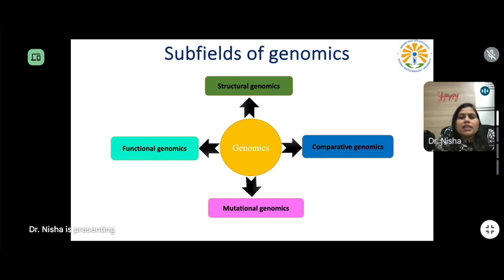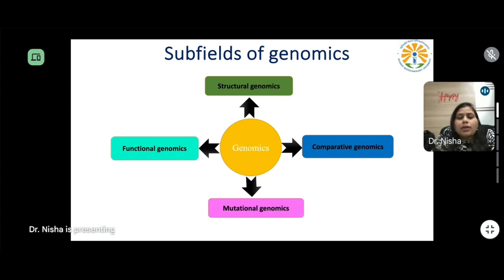Now let's go to the subfields of genomics. Genomics is broadly characterized into four different types, but now we also have other fields like epigenomics and single cell genomics, which are emerging. The first one is comparative genomics, also known as synthetic genomics, in which we compare one species with another species and see what variants present in one species make it unique.